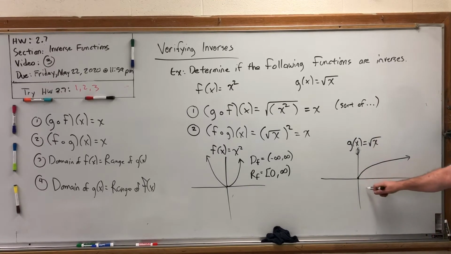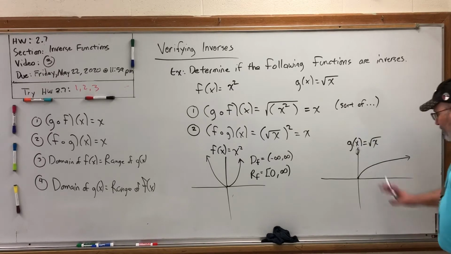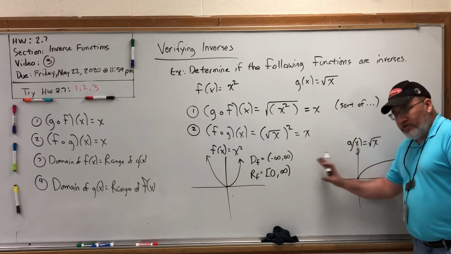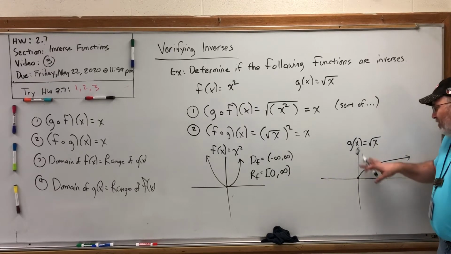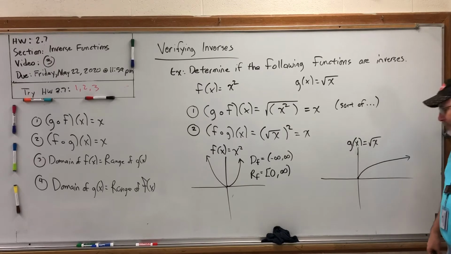Remember, it can't be both halves because then it would fail the vertical line test and not even be a function. And there is no graph over here because over here the x's are negative. And when we graph, we don't graph imaginary numbers. Sticking negatives here would cause that to happen.